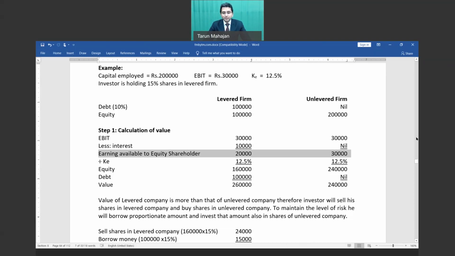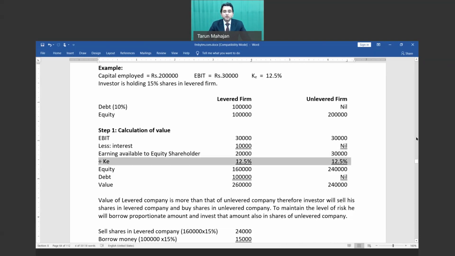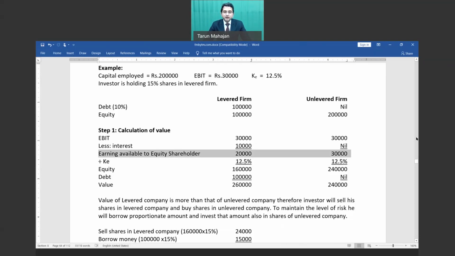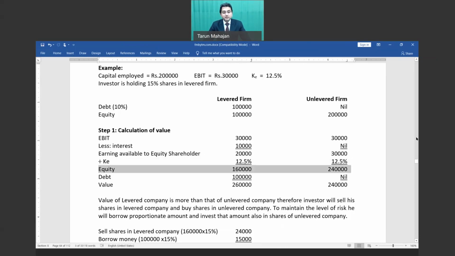Yes. Okay. Then you divide it by cost of equity. EPS divided by cost of equity gives you market price. So earning available divided by cost of equity will give you total market value. Can you just check and confirm that is this figure of 1,60,000 and 2,40,000 correct? Okay, fine.